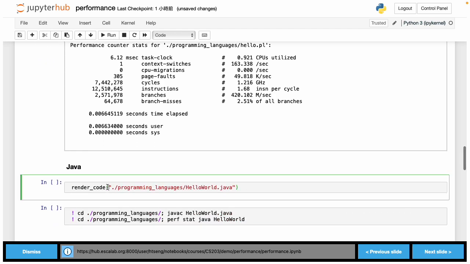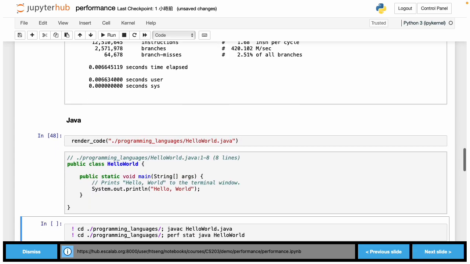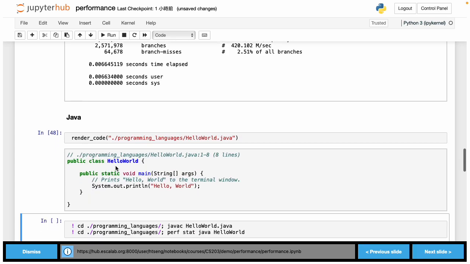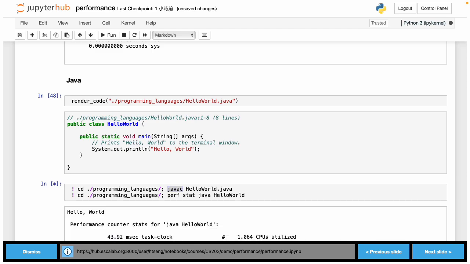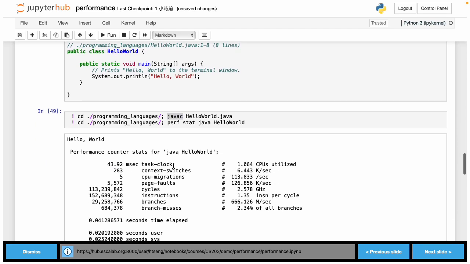Now, lovely Java. Public class HelloWorld, object oriented, right? And within here we have a main method, System.out.println hello world, right? Let's see how many instructions.